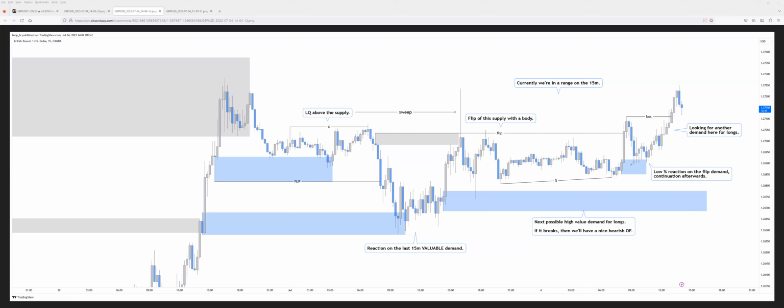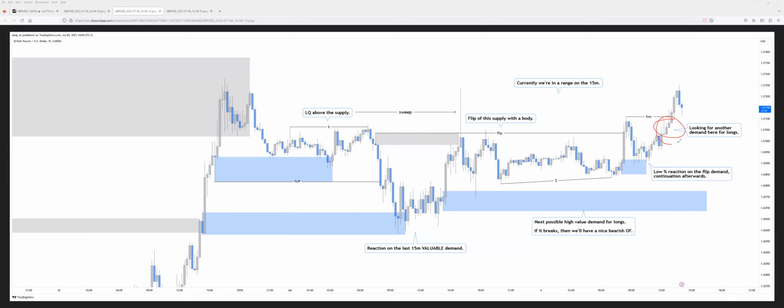So this body closure has been initiated by this demand here with a really nice inefficient and volume push to the upside. This demand has been mitigated right away, but it was only a low percentage mitigation, as I stated here. And I was actually expecting either the deeper mitigation or the continuation from a higher demand region, right? So that was all stated on the markups. I was writing here: low percentage on the flip demand, continuation afterwards. So it means that we can expect a deeper mitigation or look for another demand long here.